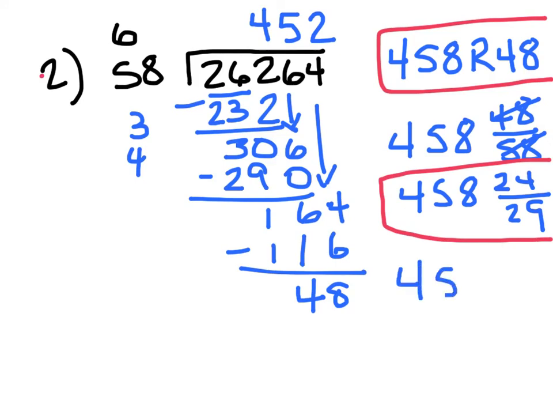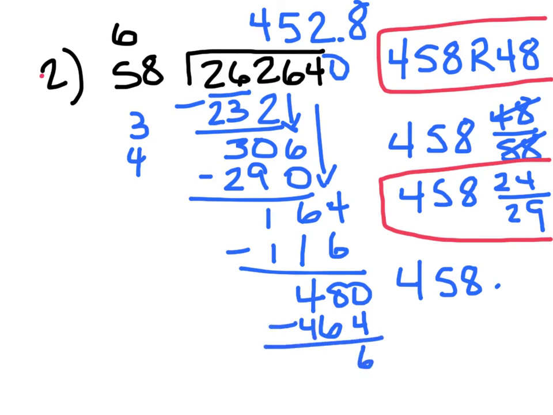And our answer as a decimal will be, if I add a 0 and a 0 here and a decimal point there and make the same question. 6, how many times does it fit in 48? Well, it does 8 times. So we multiply and we get 464. We subtract, and this will be our answer as a decimal.